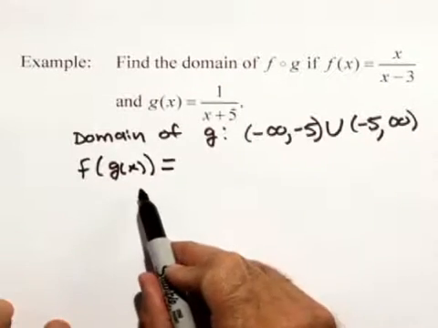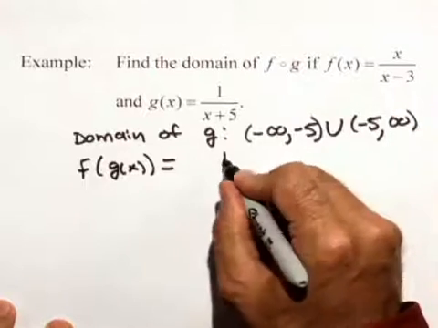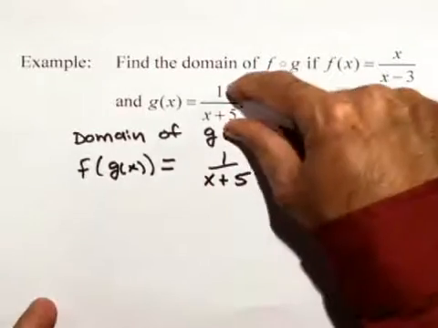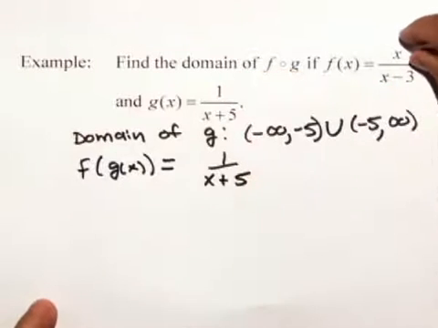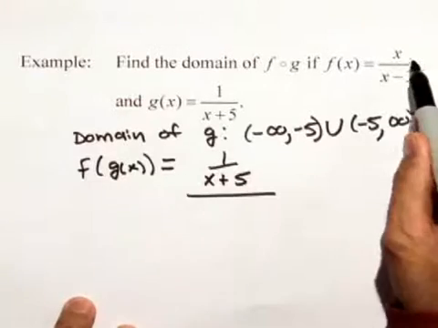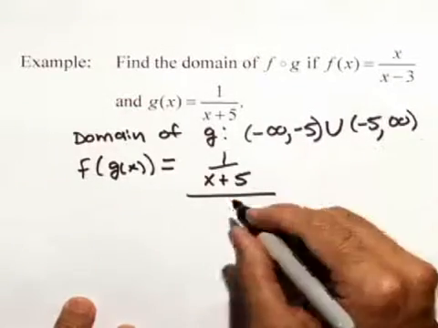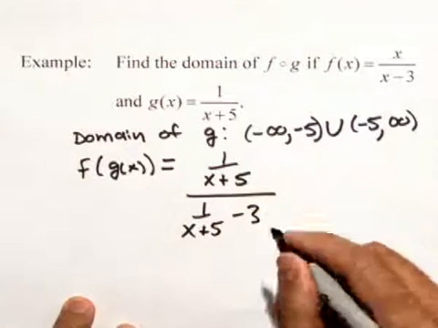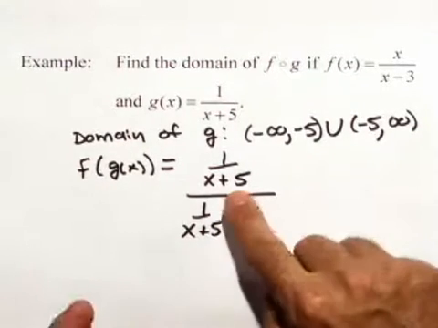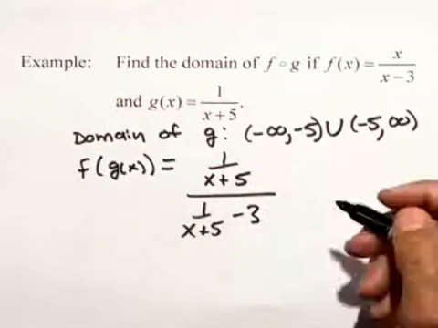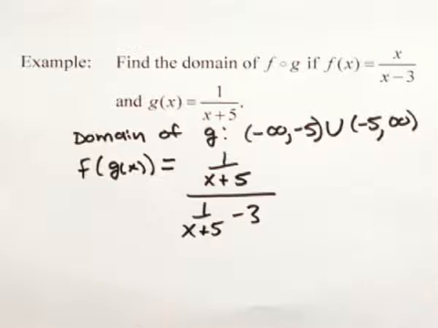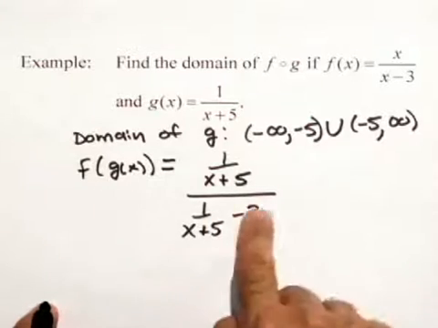f of g of x is equal to 1 over x plus 5. Okay, we're taking the function g, substituting the value of x into the function f. So we get 1 over x plus 5 divided by 1 over x plus 5 minus 3. Now we already said that negative 5 was not in the domain of f of g. Okay, so now let's take a look. Notice that we have a denominator down here.